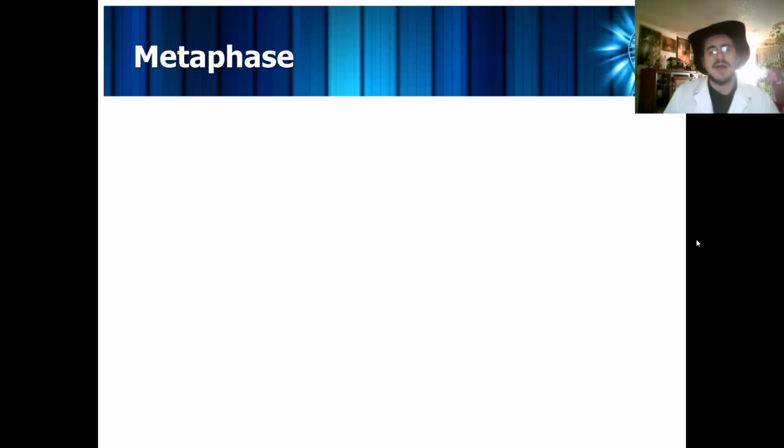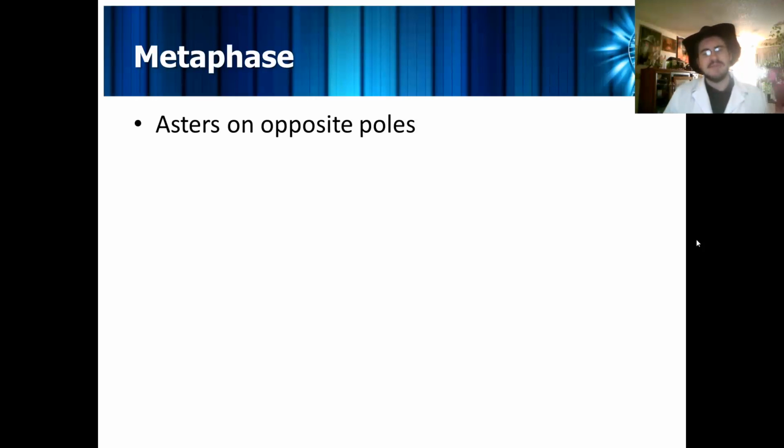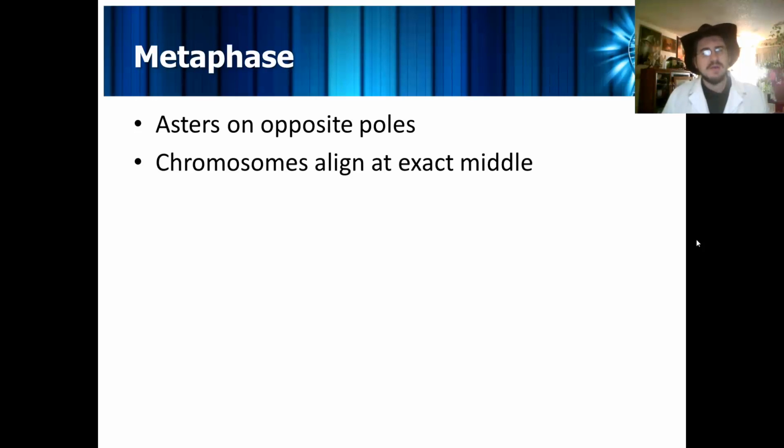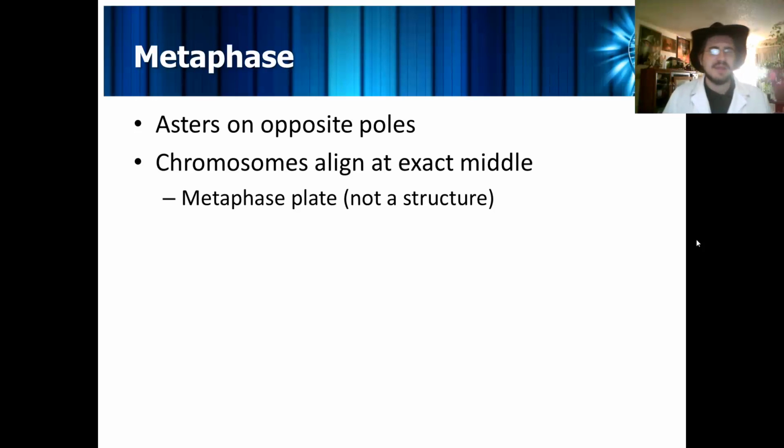Metaphase is characterized by having the chromosomes lined up on the metaphase plate. So our asters are on opposite poles. The chromosomes align at the exact middle at the metaphase plate, and the metaphase plate is not a physical structure. It is a term for the center of the cell.